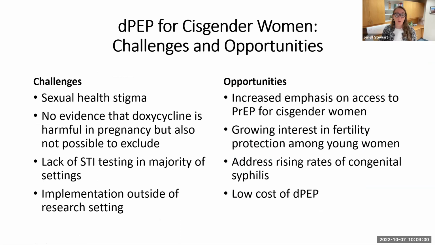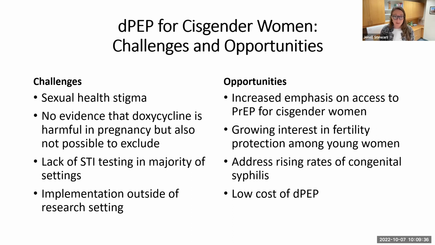So while we wait for the results of this trial, we're also thinking about next steps and the various challenges and opportunities when it comes to thinking about DoxyPEP for cisgender women. Challenges, as Rodney just very clearly outlined, is sexual health stigma. We need to make sure that even if this works, that people have access in a safe and comfortable way and they're not stigmatized for accessing preventive treatment, or sorry, prevention. And then the complicating thing with women is that we haven't seen data for pregnancy.